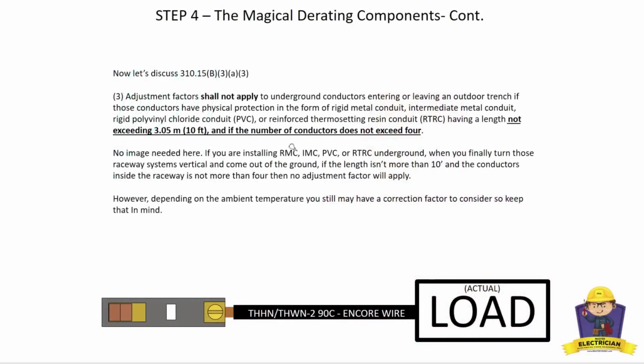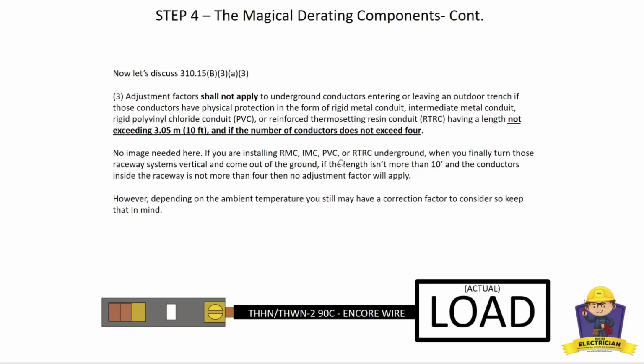So this rule says that if I use rigid metal conduit, intermediate conduit, PVC, it doesn't say whether it's schedule 40 or 80, although I will tell you that the rule says these conductors are protected, have physical protection, and generally as it comes out of the ground, that would be schedule 80. The part in the ground could be 40. But at any rate, it does say RMC, IMC, PVC, or RTRC, which I've never dealt with, and that is reinforced thermosetting resin conduit. I've never even seen it.